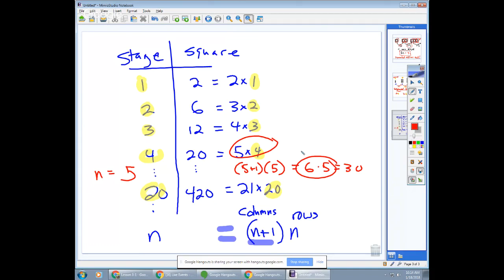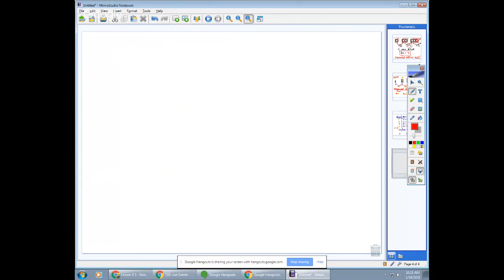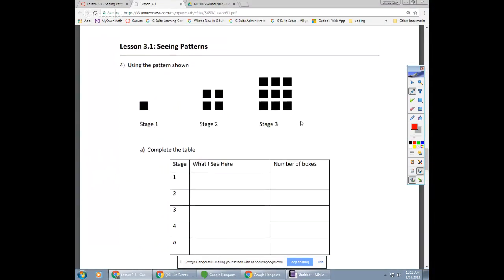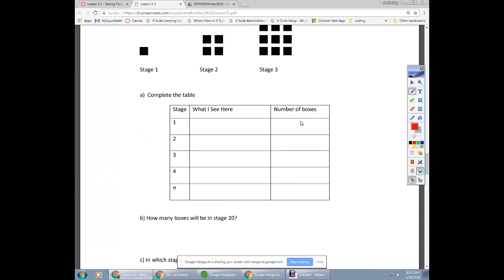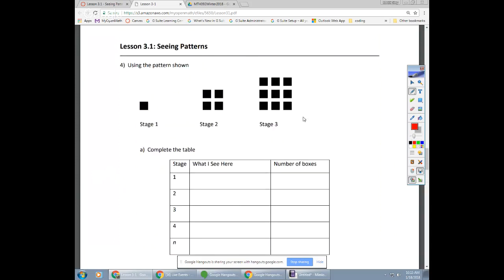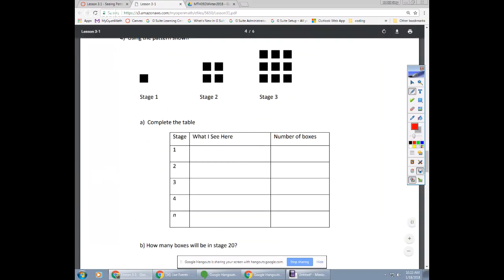All right, the bonus problem. On number 4, I wasn't sure. Number 4? Yeah, I check which stage has 625 boxes. So there we have to come up with a formula. I got the formula, I think. Okay, what do you think your formula is? N times N. N times N, perfect, it is N times N.